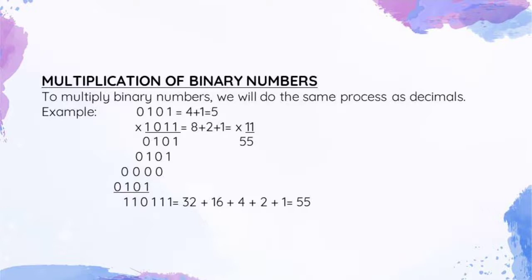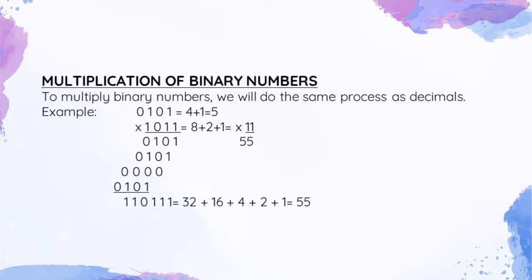Next, 0 times 1 is equal to 0. 0 times 0 is equal to 0. 0 times 1 is equal to 0. And 0 times 0 is equal to 0. Next, 1 times 1 is equal to 1. 1 times 0 is equal to 0. 1 times 1 is equal to 1. And 1 times 0 is equal to 0.